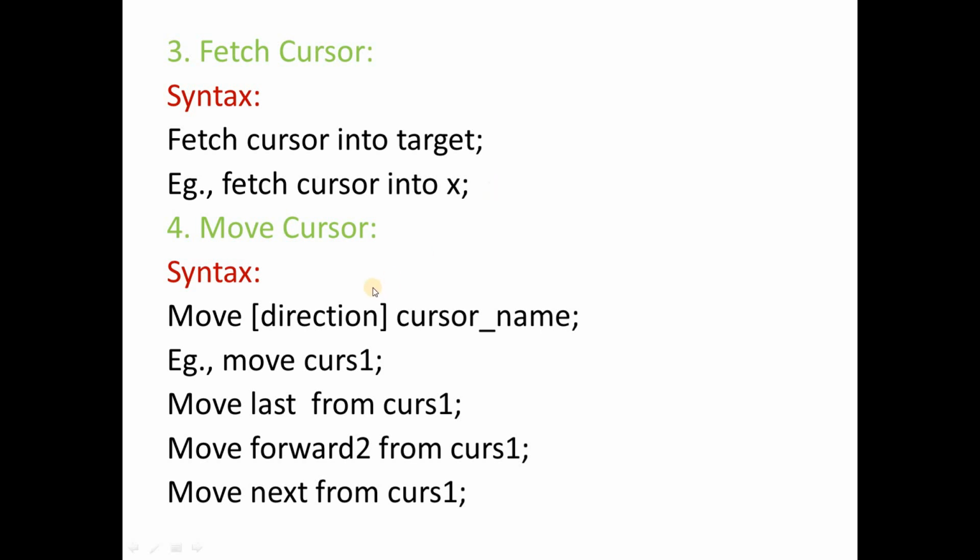Then our fourth type is move cursor. Move cursor is nearly similar to fetch cursor, but there is a slight difference. What is the meaning of move? Move means reposition. The same meaning applies here, because move cursor only repositions your cursor. Move does not return any value like fetch. The fetch command returns a single particular value, but move does not return any value, it only repositions your cursor.